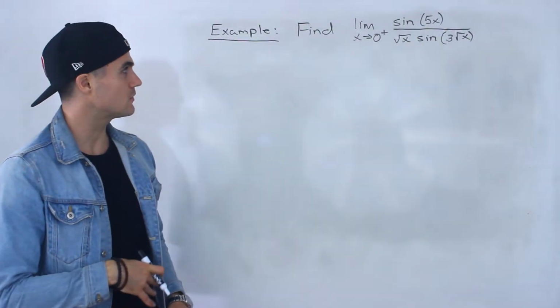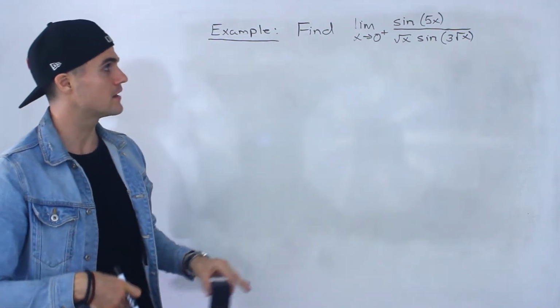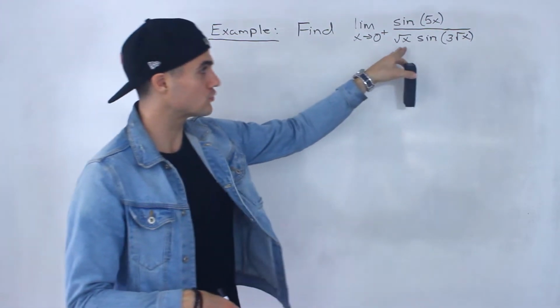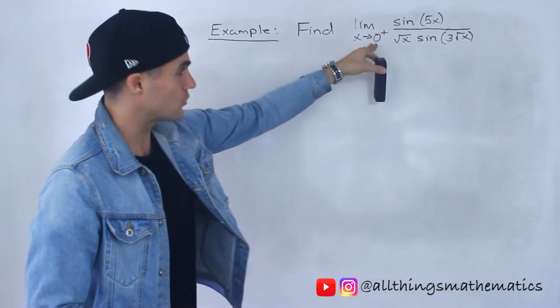And in this video, what we've got to do is find this limit here: the limit as x approaches 0 from the positive side of sine of 5x over root x times sine of 3 root x. And notice that we've got to approach it from the positive side.